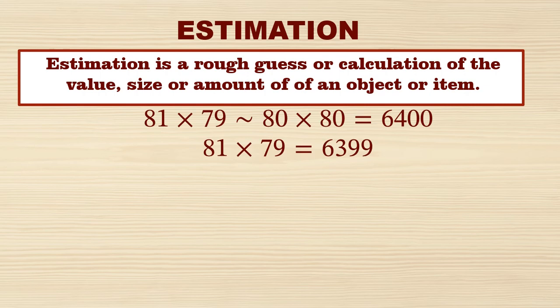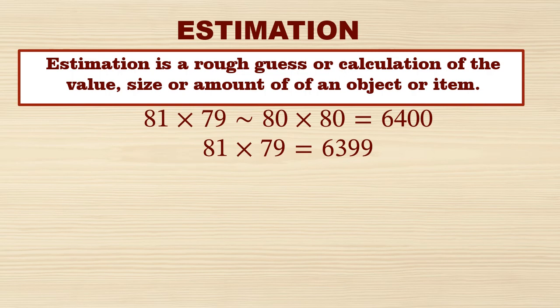So for example, we want to multiply 81 multiplied by 79. So roughly we know that multiplying 80 by 80 is simpler than this. So we can approximate it to be 80 multiplied by 80. So we know that it's 6,400. But accurately, 81 multiplied by 79 is 6,399, which is closer to 6,400. So luckily we have an idea of how it is.